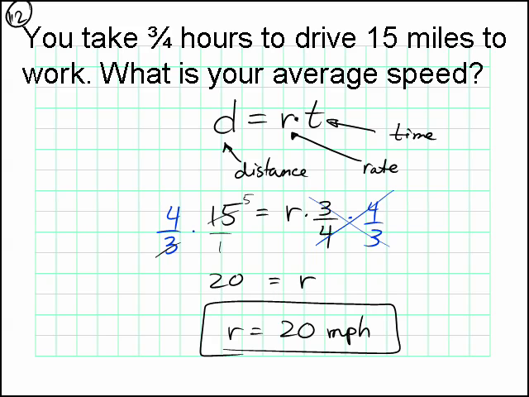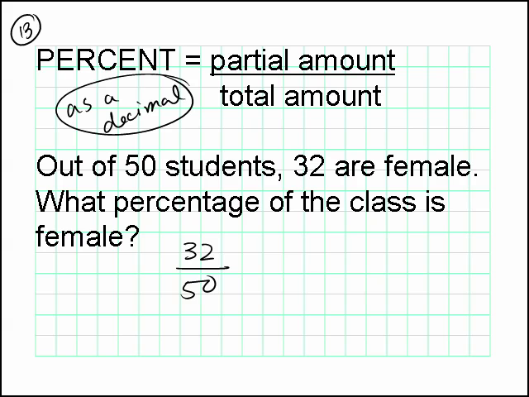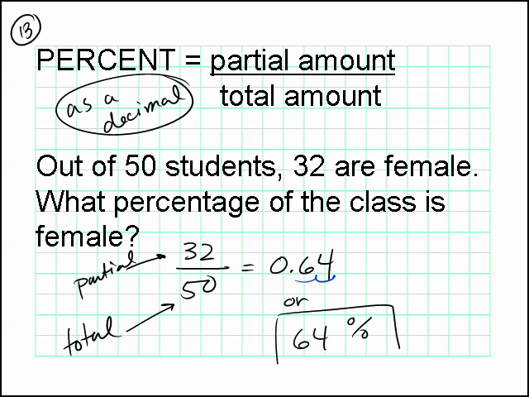Example 13 has to do with percents. To get the percent, you take a partial amount and divide by the total amount. This gives you the percent as a decimal. For example, out of 50 students, 32 are female. What percentage of the class is female? So we take the partial amount, 32, divided by the total, and we divide and get 0.64. As a decimal, the percentage is 0.64, or moving the decimal place over 2 places, this is 64%. 64% of the class is female.